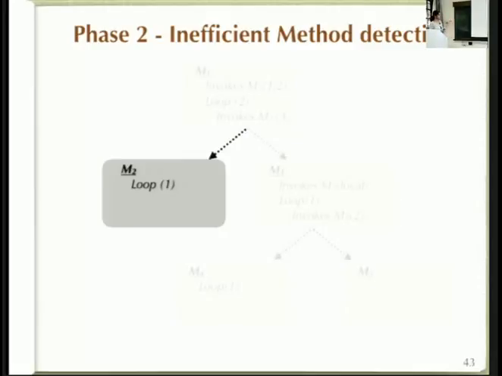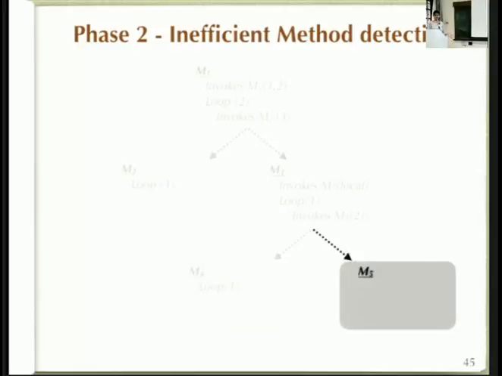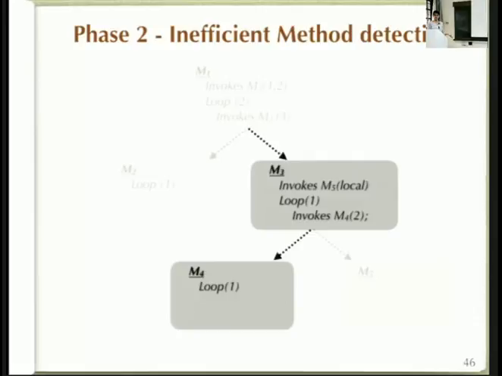So for M2, if I'm just given M2 as a method, is there a possibility of a nested loop execution when I'm invoking M2? No, right? Okay, so we'll just ignore it. What about M4? What about M5? What about M3? Is there a possibility of nested loop execution when this method is invoked? Okay, with what parameters?